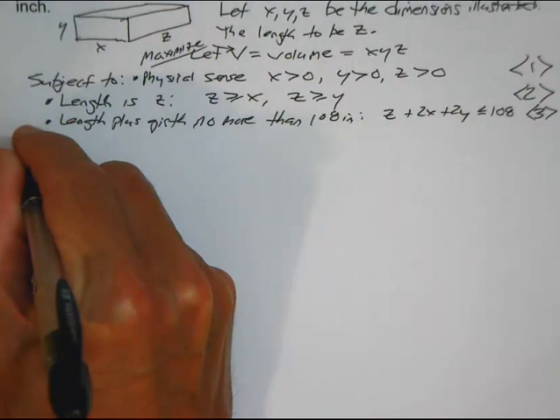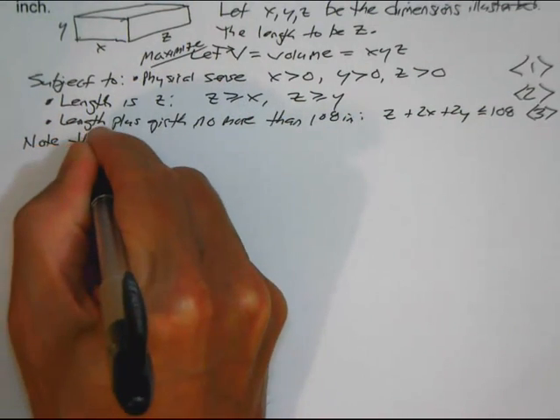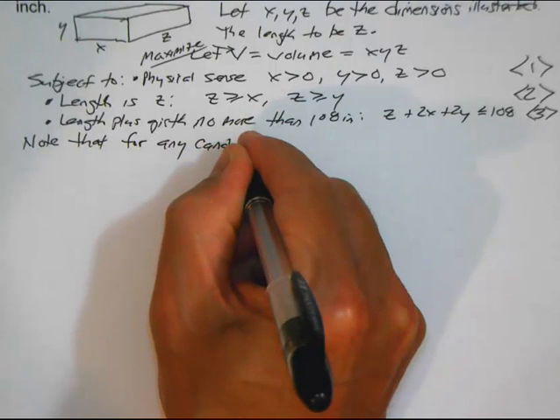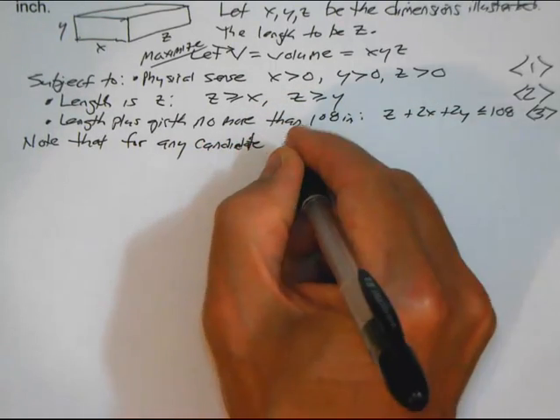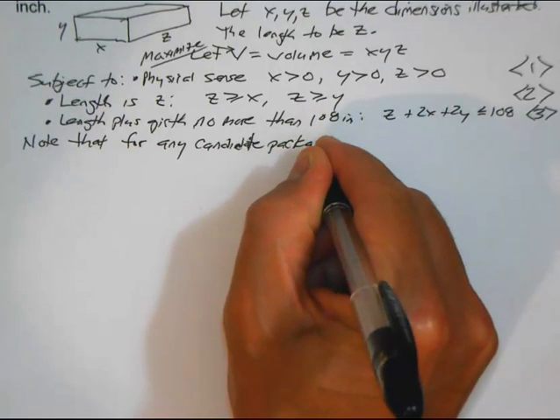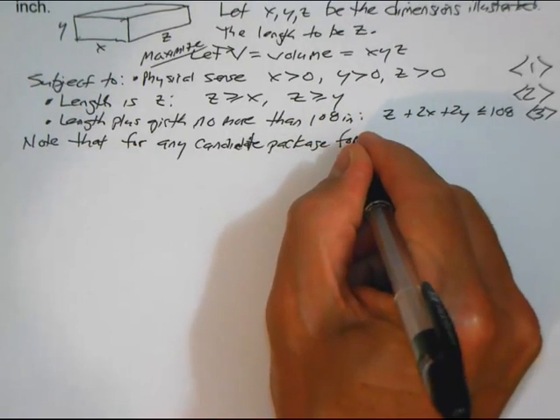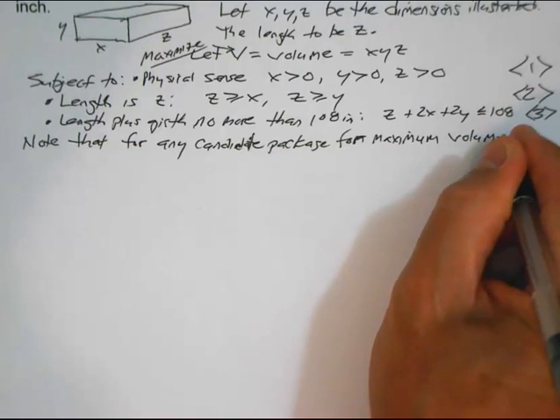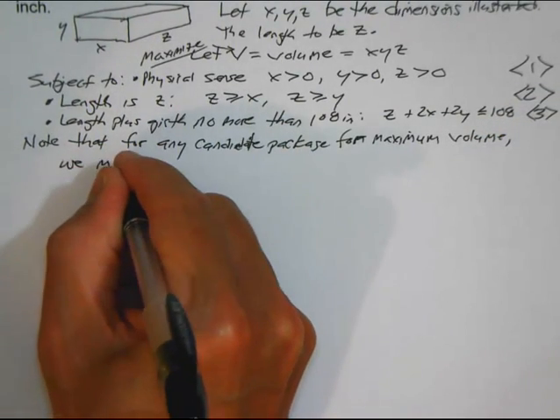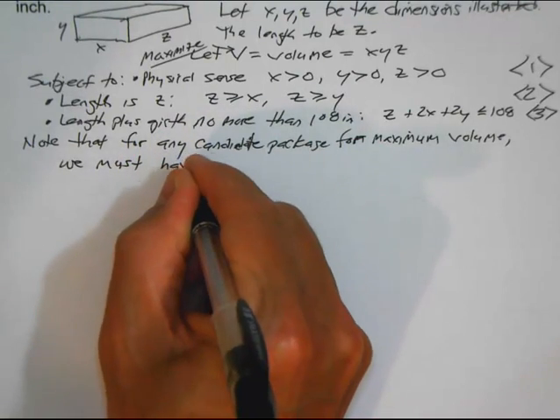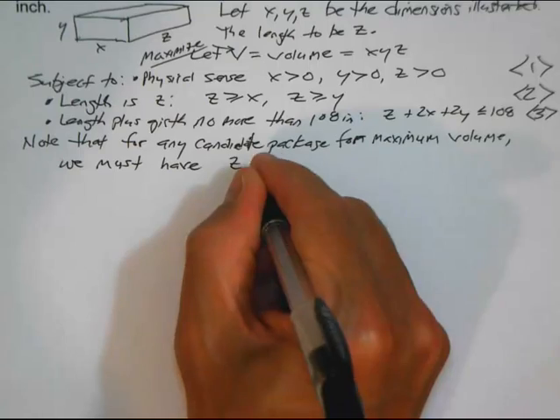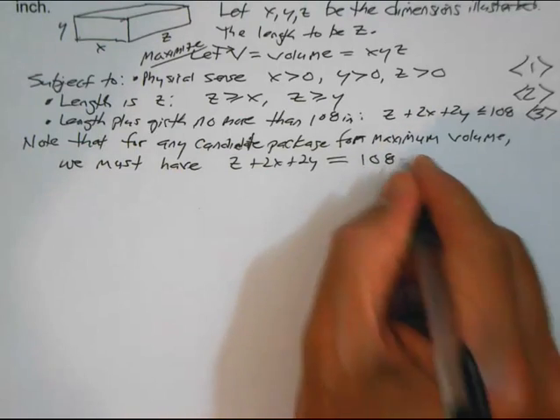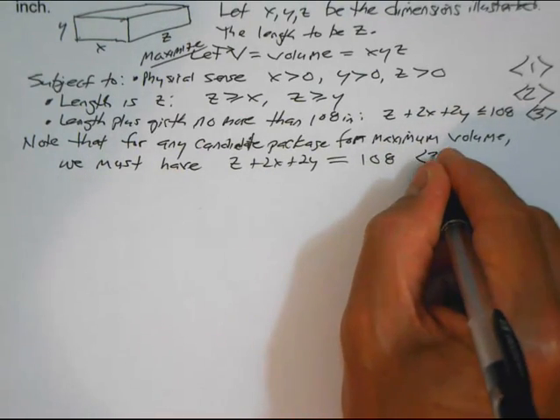Okay, so important here. Note that for any candidate package for maximum volume, we must have z plus 2x plus 2y equal to 108. Okay, we can call that 3a.